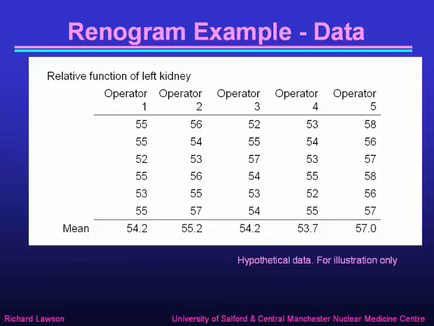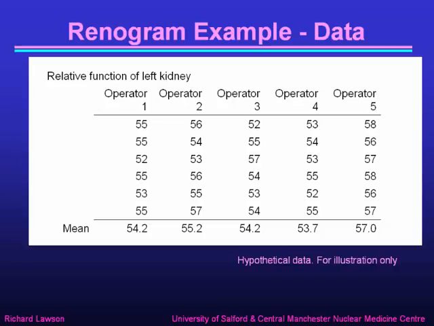Here is the example data showing 5 different operators calculating the relative function of the left kidney of this one renogram, and they've each done it 6 times, so in each column we've got 6 different measurements. The order of the rows in each column doesn't matter because they're just 6 repeats of the same thing, and the ordering is quite arbitrary. But the ordering of the columns does matter because these are 5 distinct operators and each operator could be different.